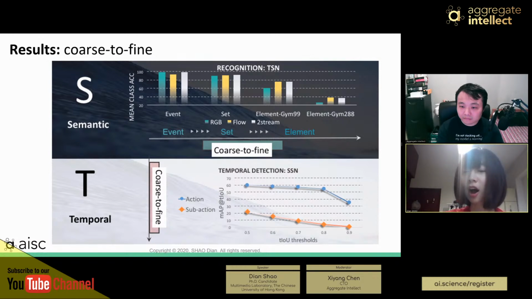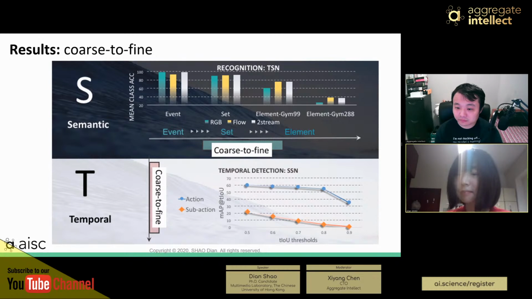Okay, the lower half shows the performance of SSN, short for Structured Segment Network, for temporal action localization. Temporal action localization is to localize the action you want within a relatively long video. As we can see, localizing sub-actions is much more challenging than localizing actions. You can see the gap between the orange line and the blue line. There's a large gap.